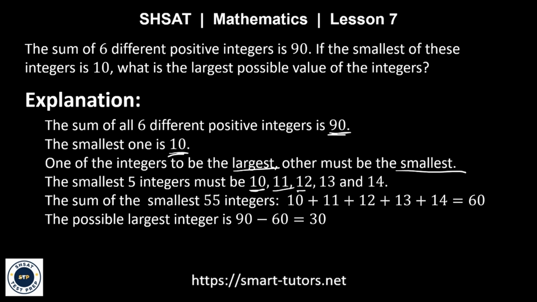So 11, 12, 13, and 14 are the other 4, and the sum of the smallest 5 is 60. And so if we have 60 and we know that all 6 add up to 90, we subtract the 60 and that gives us 30. So we know this is the largest possible integer.